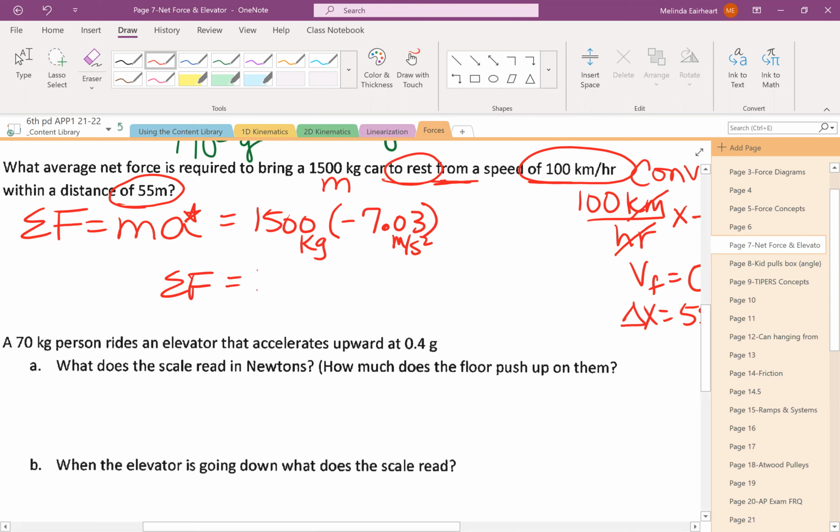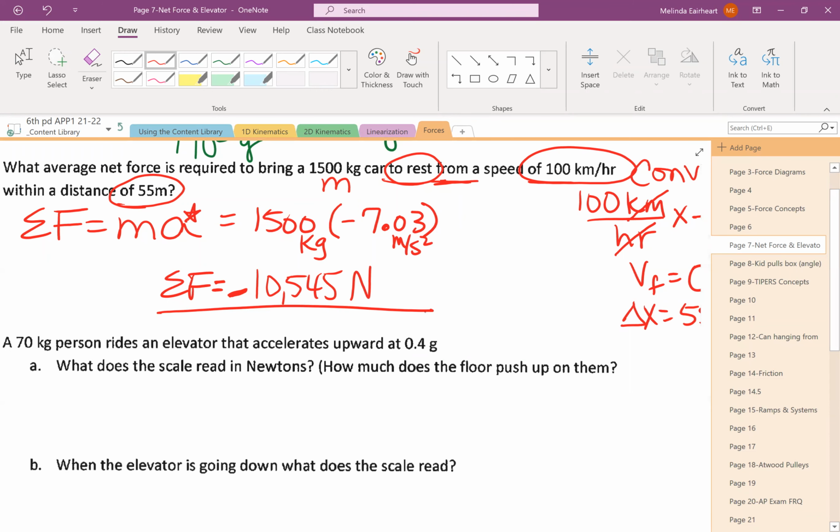Yeah, it would be negative. And that just means it's in whatever direction you're accelerating. Mass can't be negative, but acceleration can. And so let me write that a little cleaner. Net force equals a negative 10,545. And then the SI unit, kilogram times meter per second squared, or simplified, it's a Newton. Everybody good? Yes.